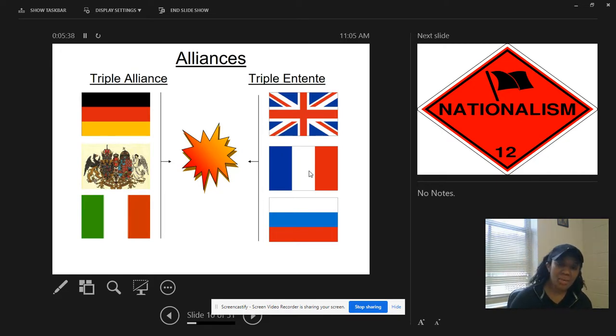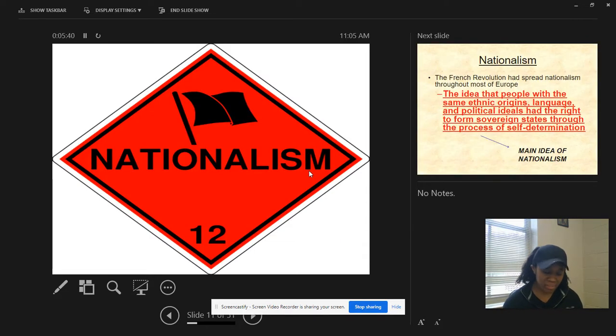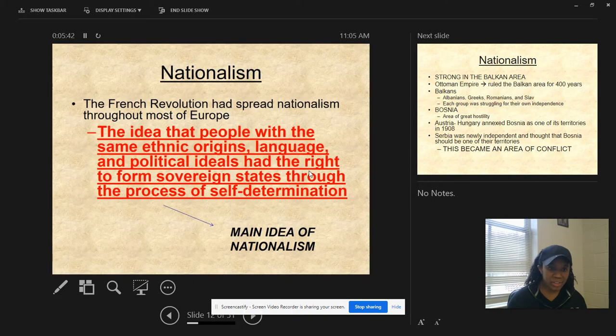And then you have nationalism, the N. Nationalism is basically an extreme love and pride for your country. Like, as Americans, we feel like, I love being American, I wouldn't want to live anywhere else. But nationalism is taking that to a new level.